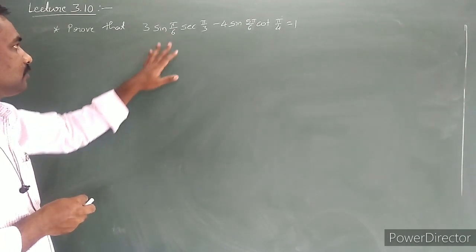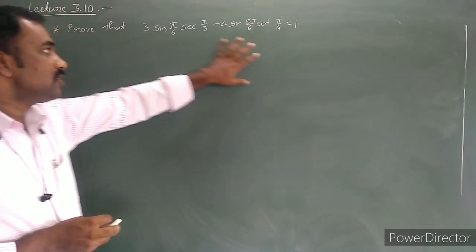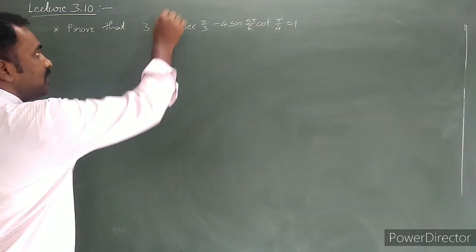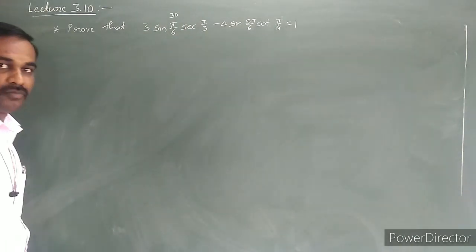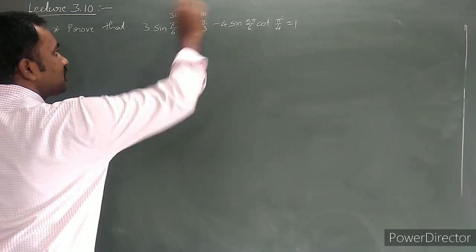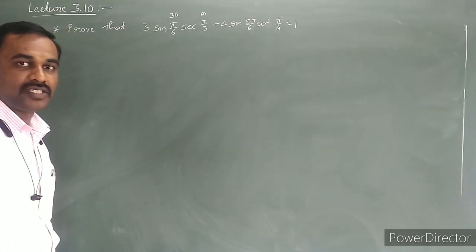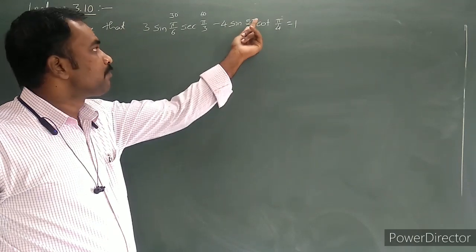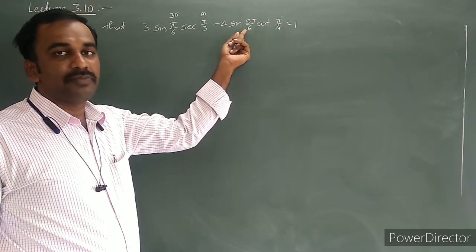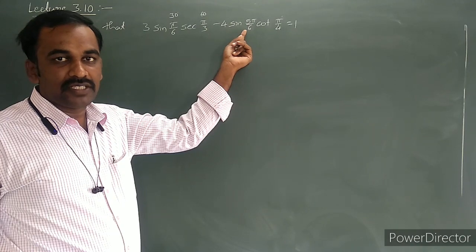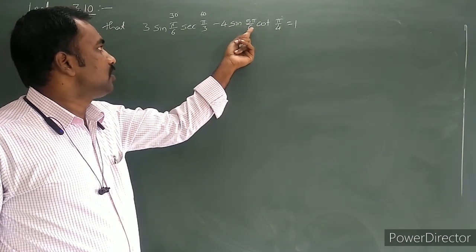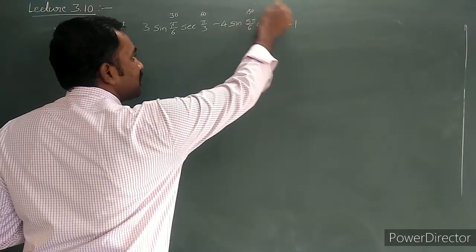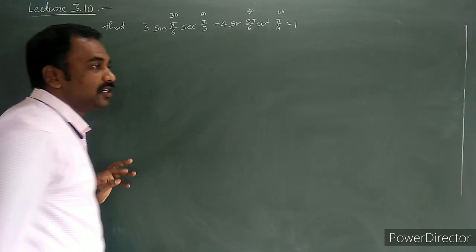Now here some angles are there. Those angle values, on simplifying, we have to get as an adjustment. What is pi by 6? Pi by 6 is nothing but 30 degree. You must remember. Pi by 3 is nothing but 60 degree. 5 pi by 6 is 5 into 30, which is 150 degree. Pi by 4 is nothing but 45 degree.